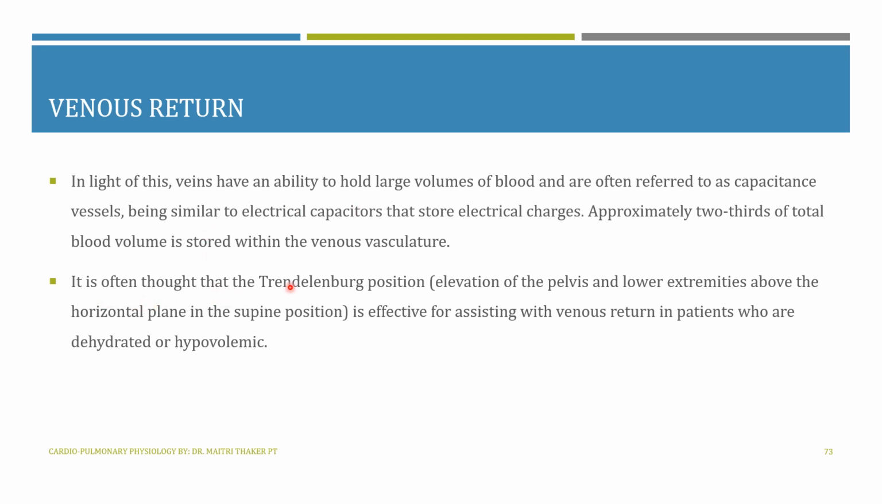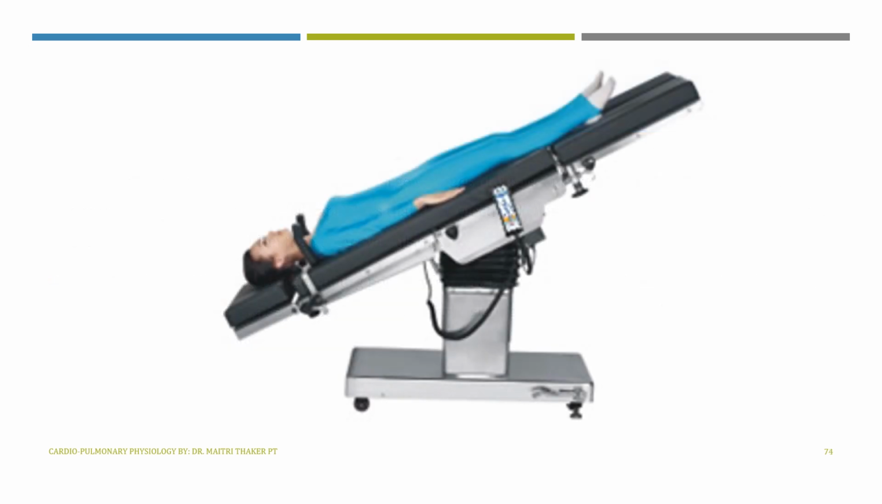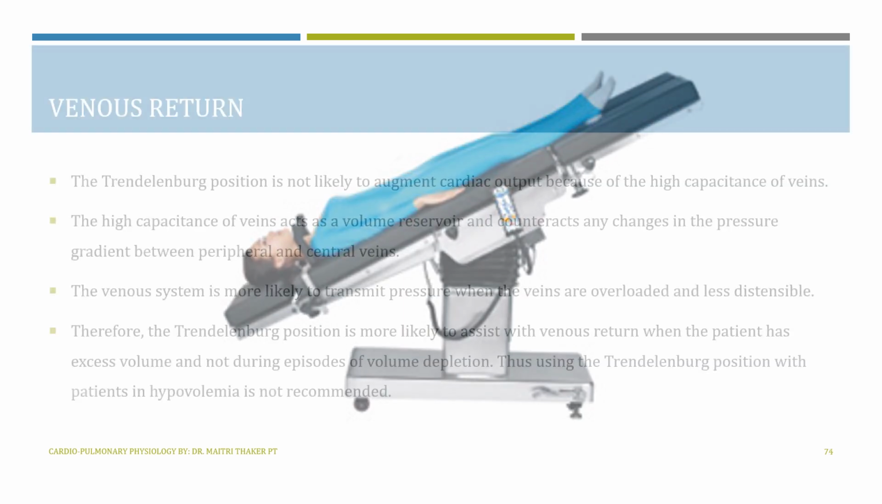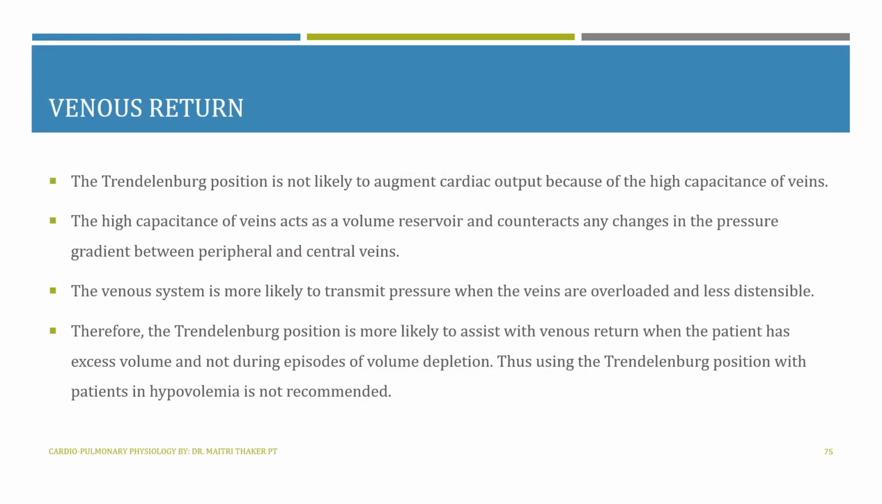It is often thought that the Trendelenburg position, that is elevation of the pelvis and lower extremity from the supine position, is effective for assisting venous return in patients who are hypovolemic. This is the Trendelenburg position. However, the Trendelenburg position is not likely to augment cardiac output because of the high capacitance of the veins. They act as a volume reservoir and counteract any change in pressure gradient between peripheral and central veins.